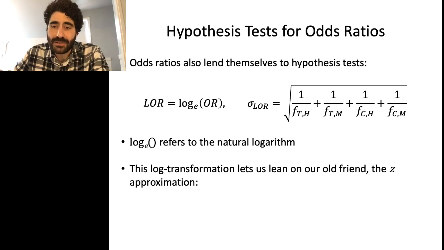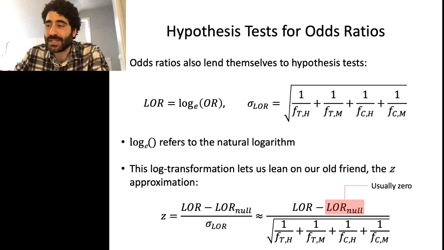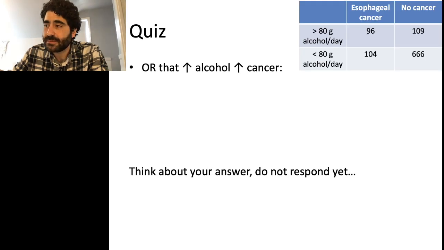We can then basically use a z-test, where we compare the log odds ratio that we actually have in our data to the null log odds ratio, which again is usually 0. And then we just need to divide by the sampling error in the data, which is given by this weird formula. So you won't have to do this. I just wanted to mention that it is possible to use odds ratios both as an effect size measure, and then you can do some significance testing on them to say whether this odds ratio is significantly different from 1 or not. Okay, let's do a quick computation here.